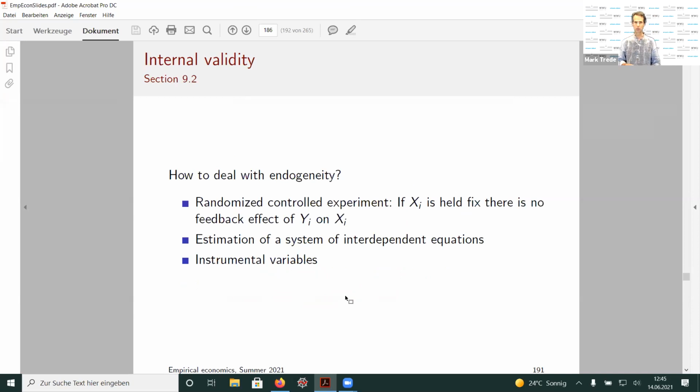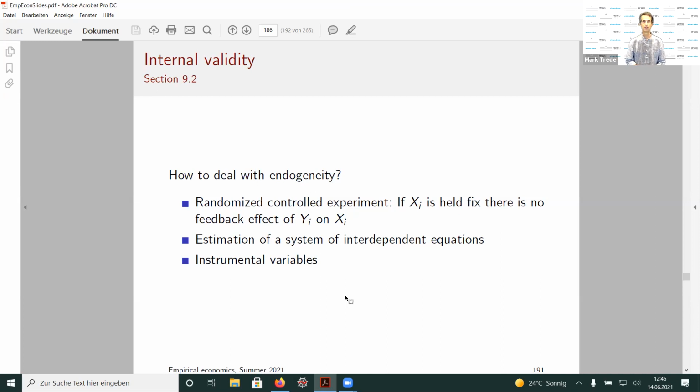How can we cope with this endogeneity problem? Well, as usual, we could try to set up a randomized controlled experiment. In this case, the regressor variable, the exogenous variable, is just held fixed, and then there's no feedback effect of Y on X. So in that case, we can just compute the causal effect as we learned in the first week. But in general, this is not really doable. Okay? So this is not really an option, and therefore we have to cope with this kind of endogeneity.